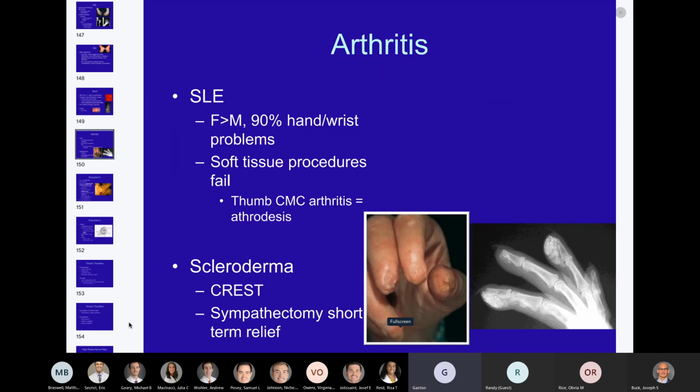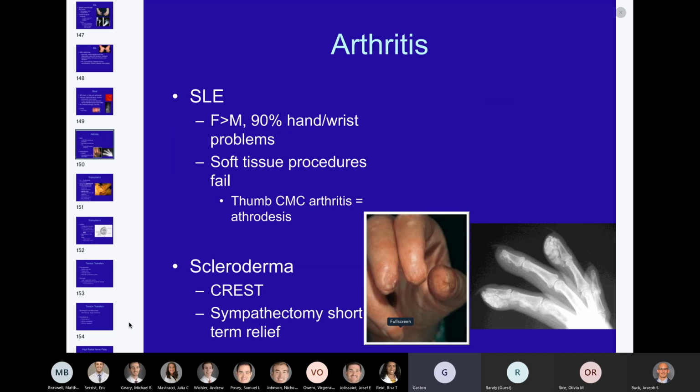Lupus, this is a sneaky one. When they give you lupus on the OITE, think about them as like a ligamentously lax patient. So same thing for like Ehlers-Danlos. If they give you a lupus or Ehlers-Danlos patient with CMC arthritis, your answer is going to be a fusion. So you don't want to be looking for soft tissue reconstructions in lupus or patients with Ehlers-Danlos.